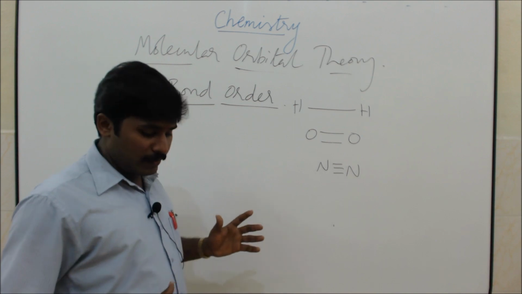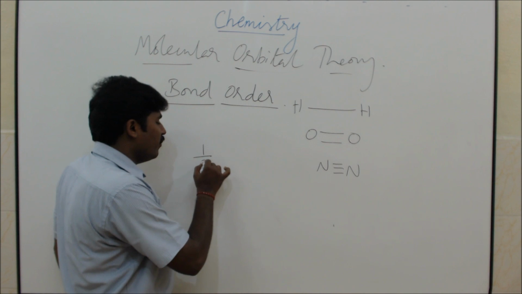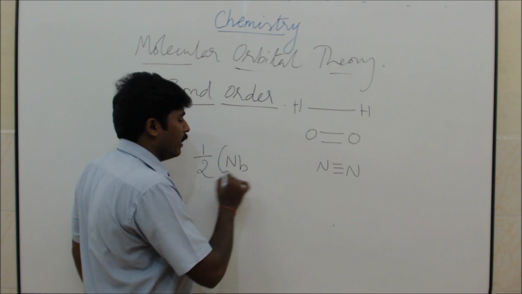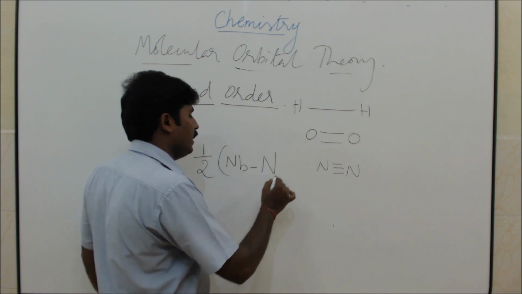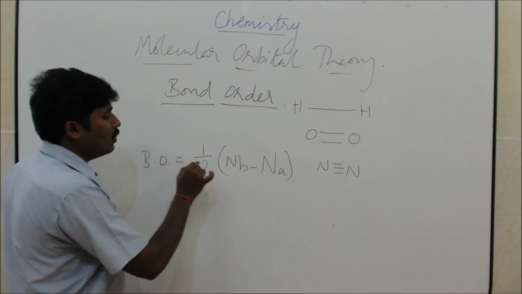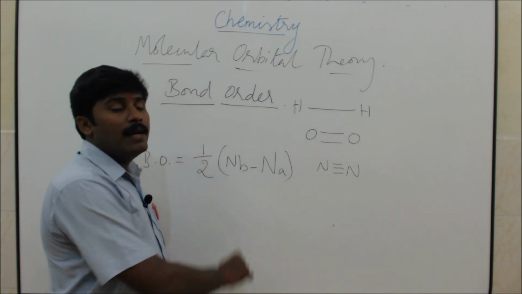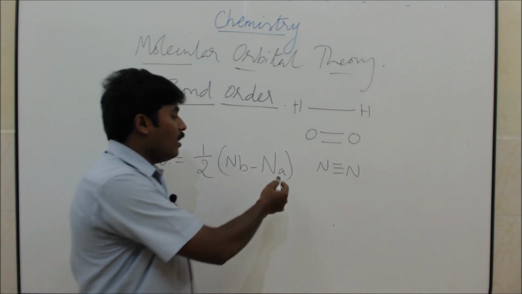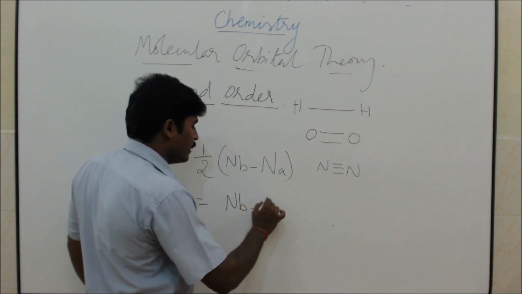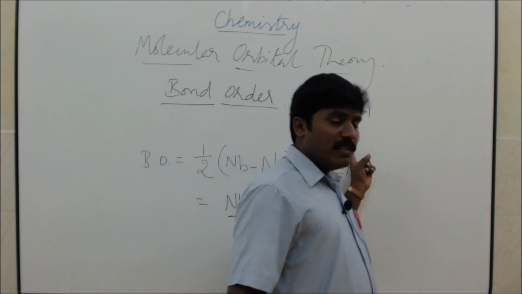So what is bond order? Bond order may be defined as half the difference between the number of electrons present in bonding molecular orbitals and the number of electrons present in anti-bonding molecular orbitals. Simply you can write it like this: (Nb minus Na) by 2. This is bond order.